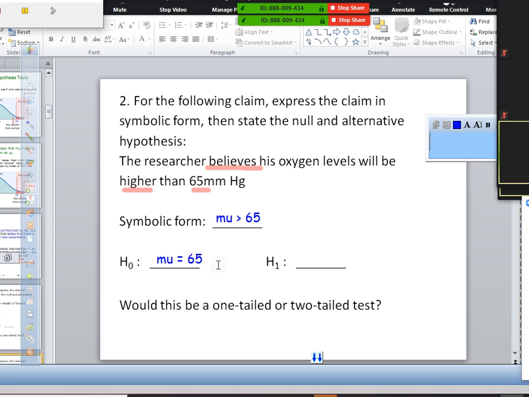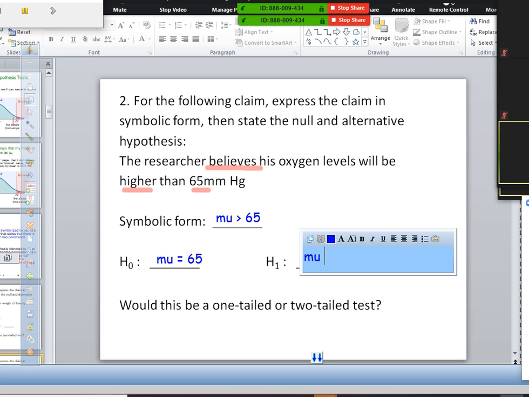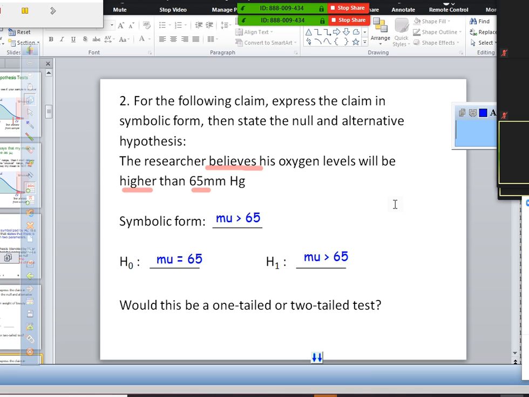They're not the same. So if they're not the same, that means the H1 has to become whatever my claim is. My claim has to be one of those two. So if H0 isn't my claim, I have to make H1 my claim. So here I'm going to put H1 is mu is greater than 65, done. Good?